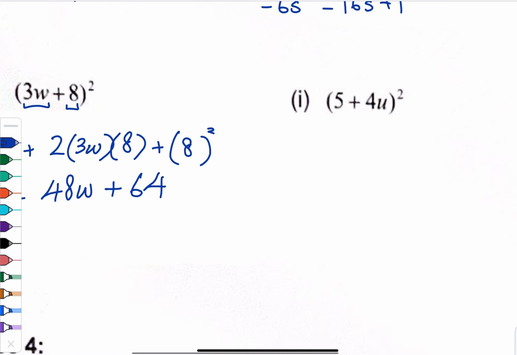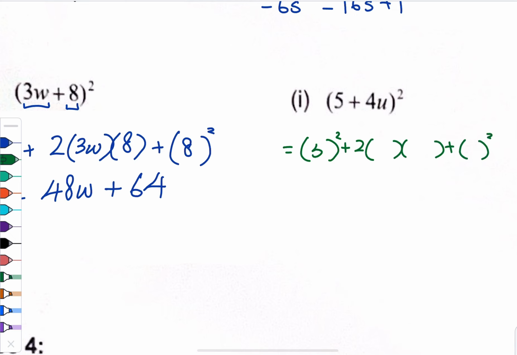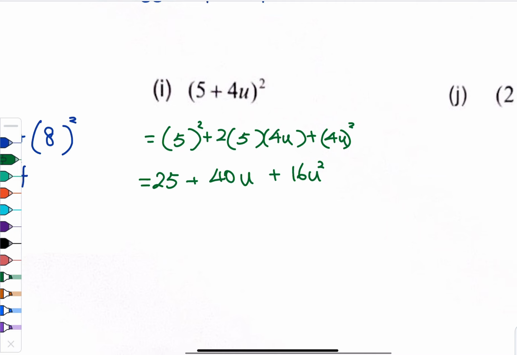Next, so a plus b squared. So you will have a squared plus 2ab plus b squared. a is 5, b is 4u. So 5 squared means 5 times 5, which is 25. And then 2 times 5, 10. 10 times 4, 40u. And then 4 squared means 16u squared.